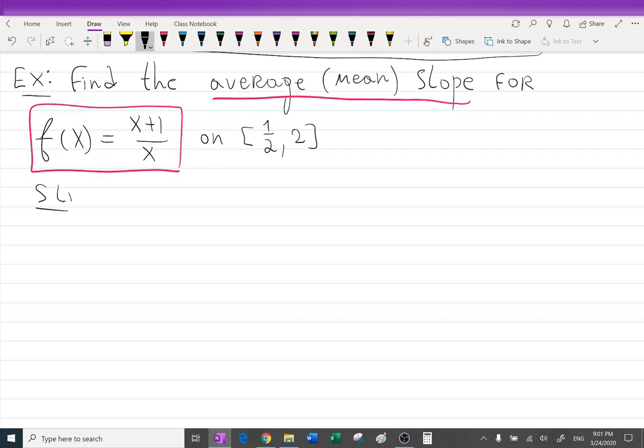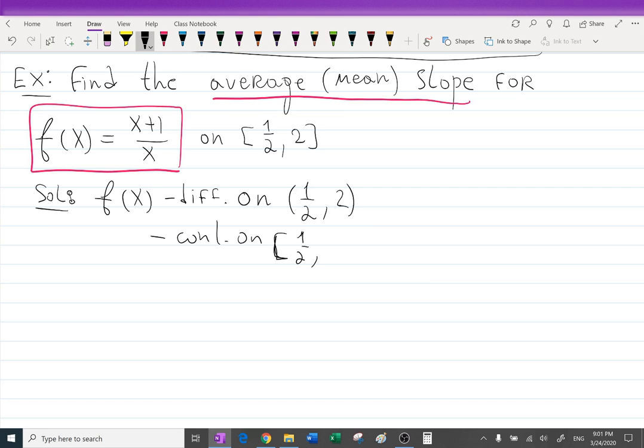First, let's check that the mean value theorem can be applied. Then we can write down f of x is differentiable on 1/2 and 2, and it is continuous inside of 1/2 and 2.